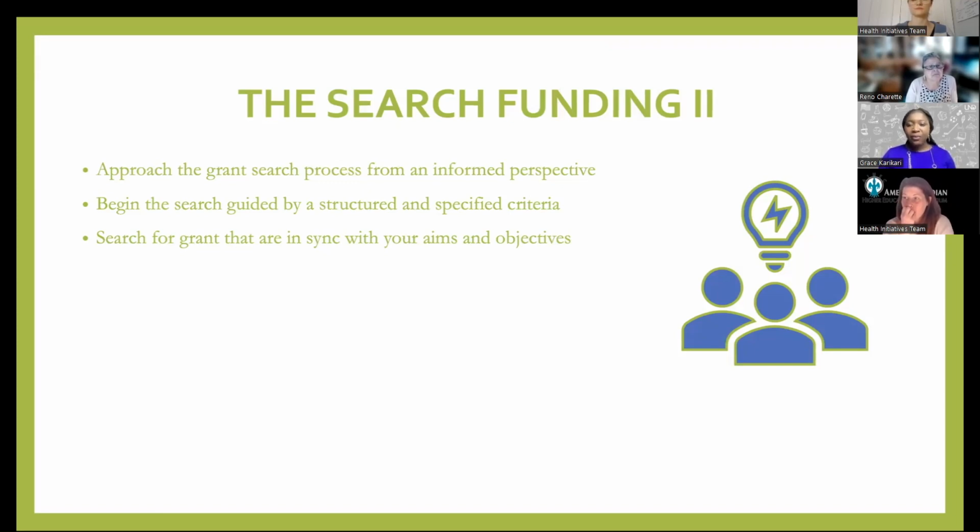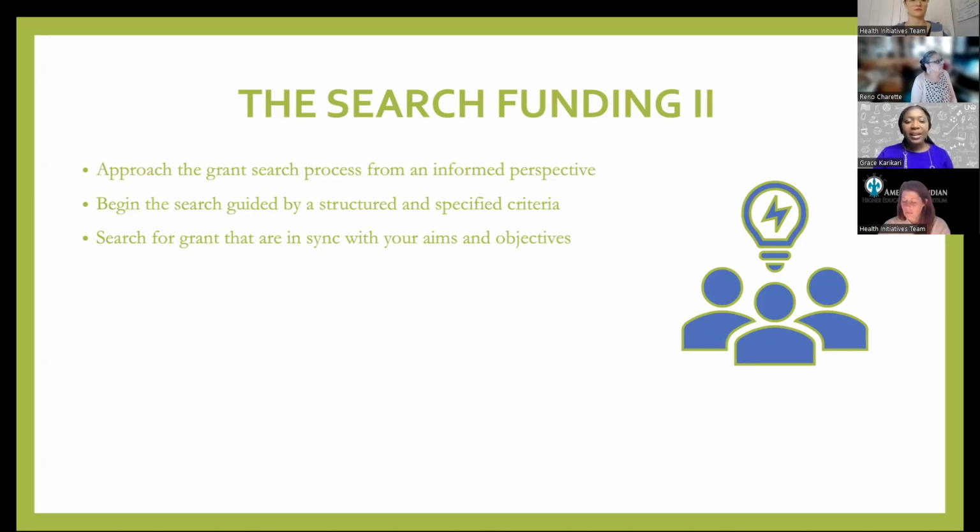If you will take, for example, right now, randomly search on your computer, on your phone, any idea, grants related to boys in something, so much information will come up, maybe thousands of information. You don't have time to go through all that. So you have to know specifically what will be your yes and what will be your no. So begin the search guided by a structured and specified criteria. I'll share one with you in a second.